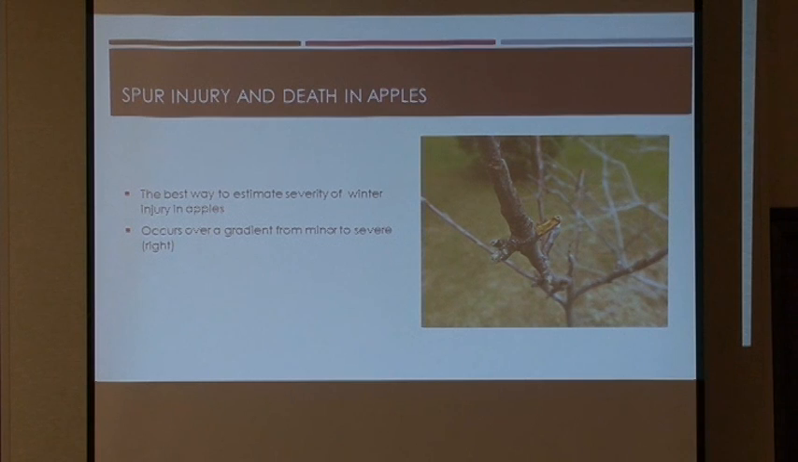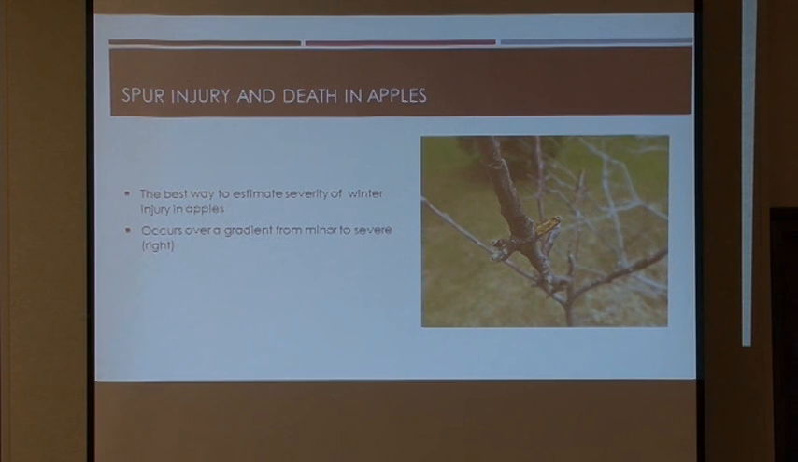And then this is something I've become really interested in over the years, and that is spur death. And I like this because I can tell if the damage is severe or moderate. And so for almost 30 years now, I have been cutting apple spurs in early spring to estimate winter injury. I've never really read about it, by the way. It was just something I stumbled on, and I've always wondered, is there something to it?